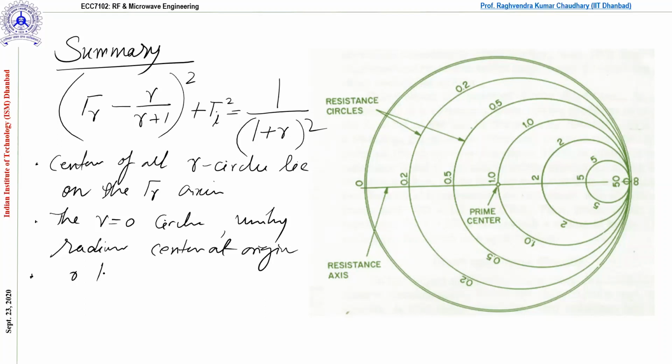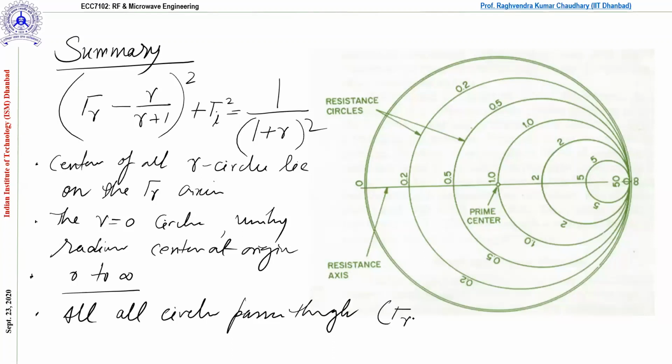So if you are moving from 0 to infinity, the R circle becomes progressively smaller. Fine. The last point was all R circles pass through the point gamma R equal to 1 and gamma I equal to 0. So all the circles meet at this point, correct? I'm just marking it on this figure. These are the R circles, and this is the axis we just talked about. And this point is the 1 comma 0 point where all circles are passing.